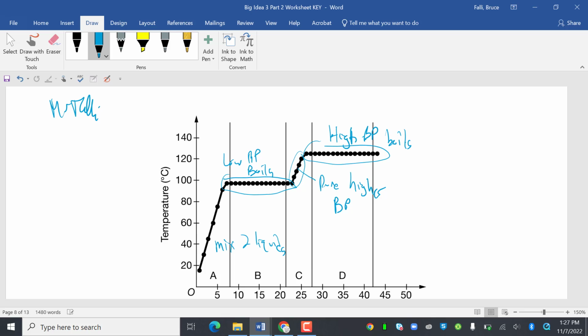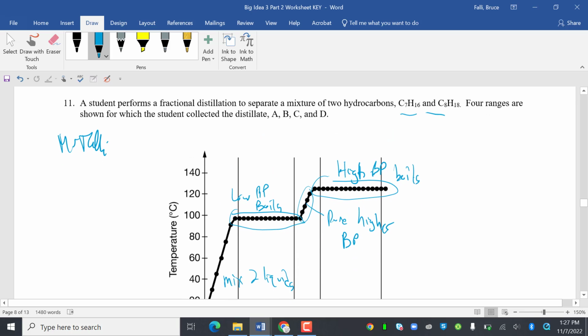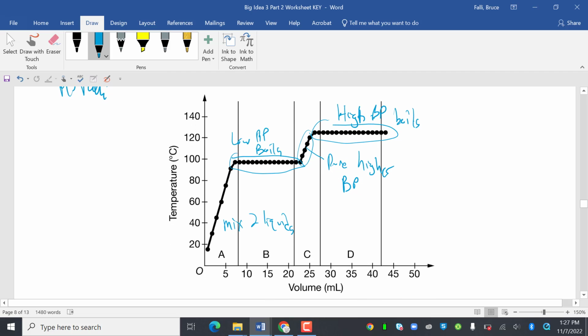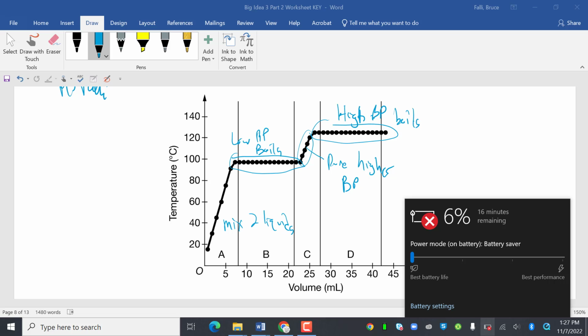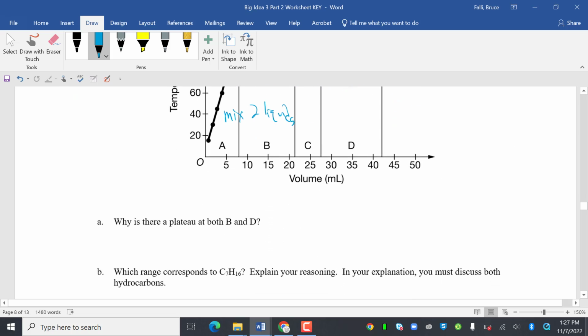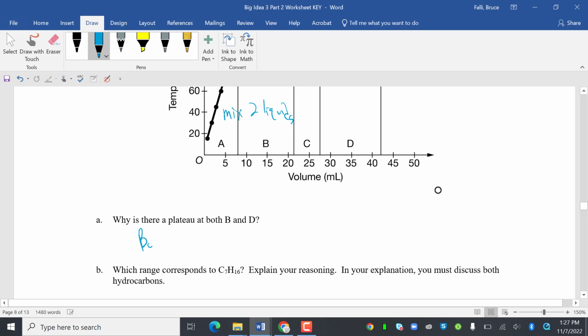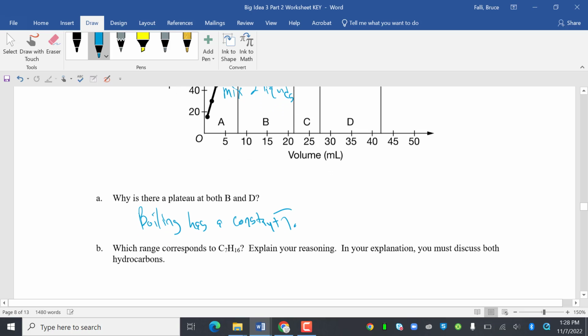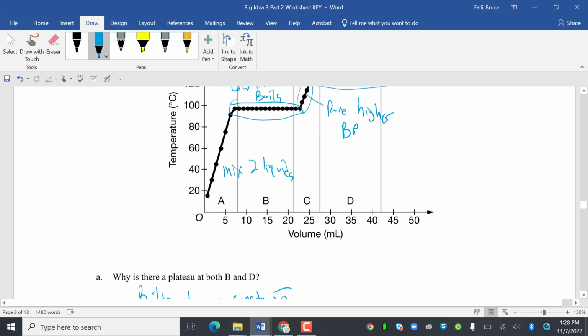So let's see what it asks for us to do again. Four ranges are shown: A, B, C, and D. Why is there a plateau at B and D? Boiling has a constant temperature. Which range corresponds to C7H16?